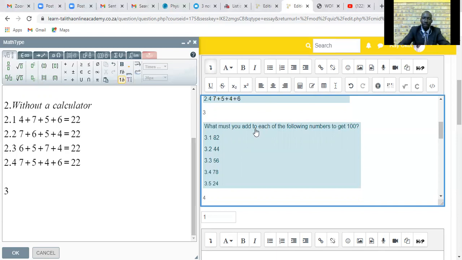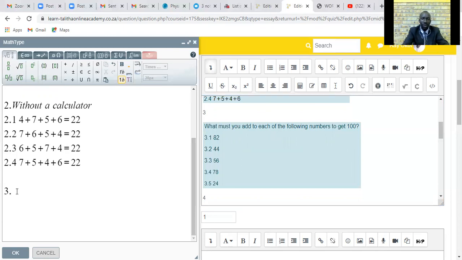What must we add to each of the following numbers to get 100? So we have to evaluate. We have to find out what we need to add to these numbers to get 100. So that is very much like evaluating. Now, for 3.1, we are given 82. So there is something that we should add to 82 so that we get 100. Yes, that is what the question is asking for. What must you add to each of the following numbers to get 100? That is, what must you add to 82 to get 100?